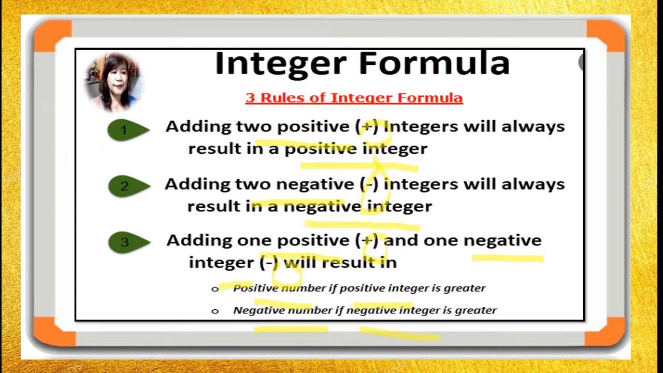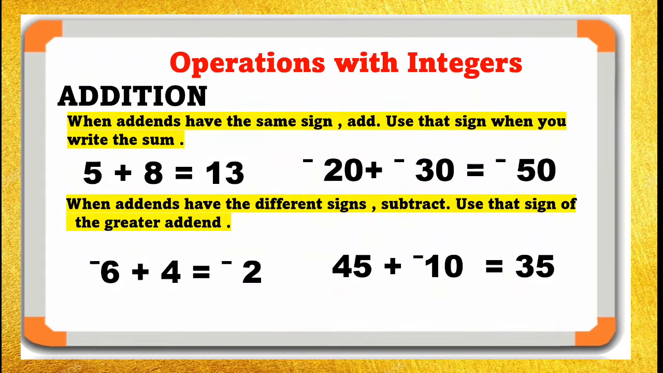Okay, let us start with addition. When addends have the same sign, you are going to add. Use the sign when you write the sum. So for example, 5 plus 8 equals 13. Negative 20 plus negative 30 equals negative 50. So you are going to add because they have the same sign.